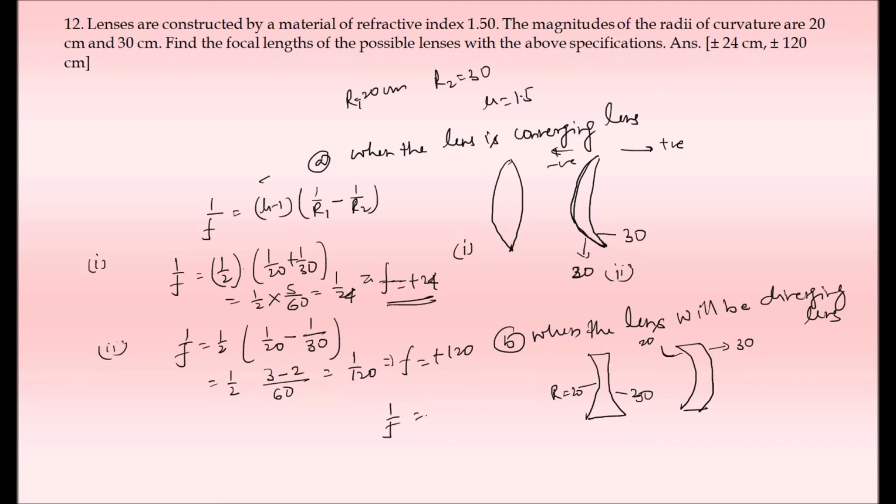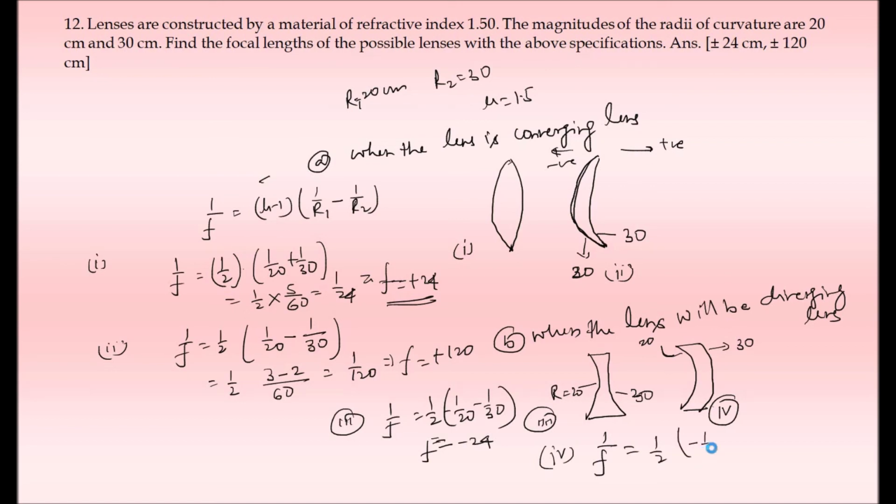So you get 1 by f is equal to 1 by 2. For this figure we call it figure third, and we call this figure 4. Then for figure third we have 1 by 2 into minus 1 by 20 minus 1 by 30. So the value comes equal to minus 1 by 24. F is equal to minus 24. I think these concepts are clear to you. So for figure 4, if you apply the formula, then 1 by f is equal to 1 by 2. Again r comes with a negative sign, so minus 1 by 20, and this also comes with a negative sign, so minus minus, so plus 1 by 30. And here it comes equal to minus 1 by 120. So f is equal to minus 120.